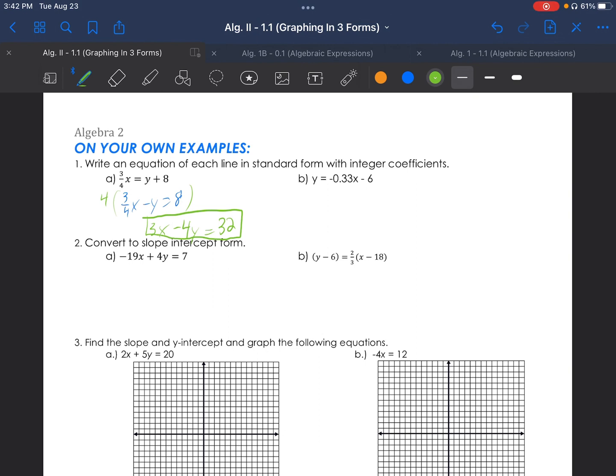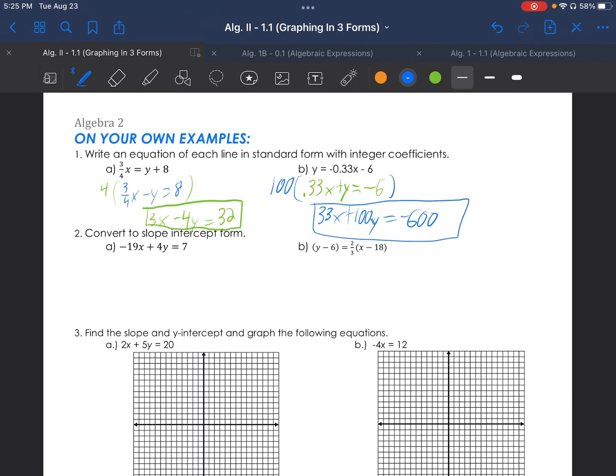On letter B, same idea, I'll move the x over to start. So I'll get 0.33x plus y equals -6. Now, I don't want any decimals, so I'm going to multiply by 100 because there's 2 decimals there. So I'm going to do 2 zeros to get that out, because that moves the decimal over 2 times. That'll give me 33x plus 100y equals -600. So it made everything bigger, but that's okay because it got rid of decimals.